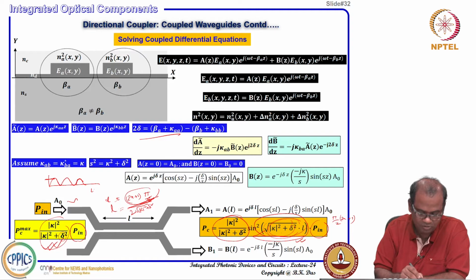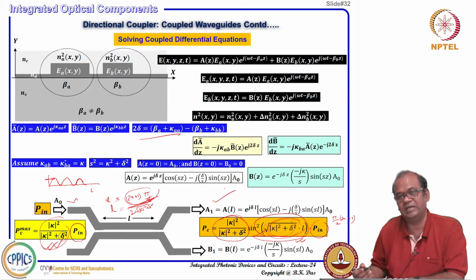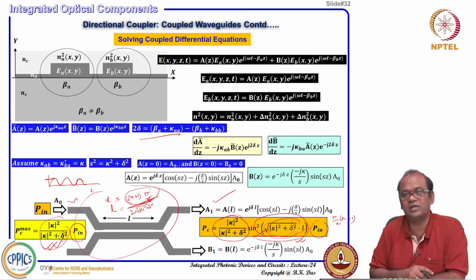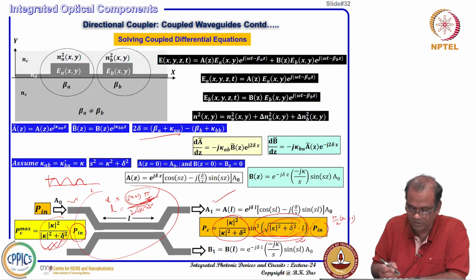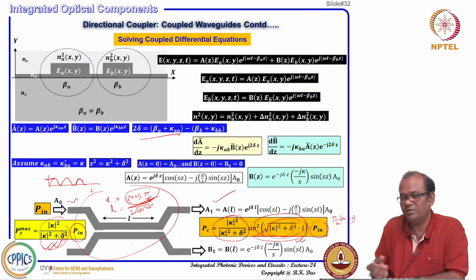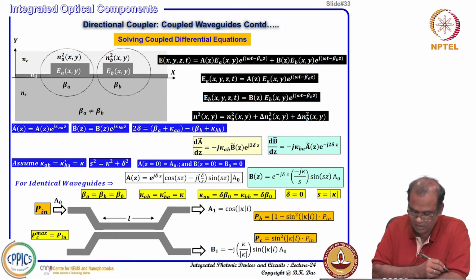Whenever it is coming down, that means power is going back to the bar port again. So you can plot, as a function of delta or as a function of length, how power is transferring from the input to the output cross port. If you consider that no other losses are there, only the waveguides, whenever some power is lost by one waveguide, it will be gained by the other waveguide. If some additional loss is there, that can be treated separately and considered individually.